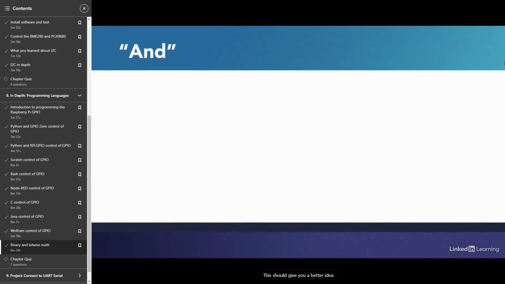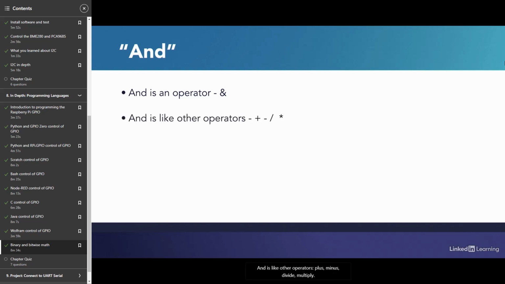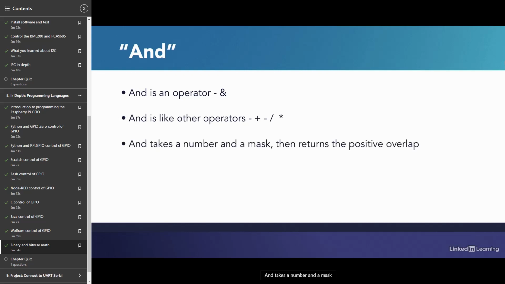This should give you a better idea of how the bitwise AND operator is used in the programs in this chapter. In summary, AND is an operator. AND is like other operators, plus, minus, divide, multiply. AND takes a number and a mask and then returns the positive overlap.